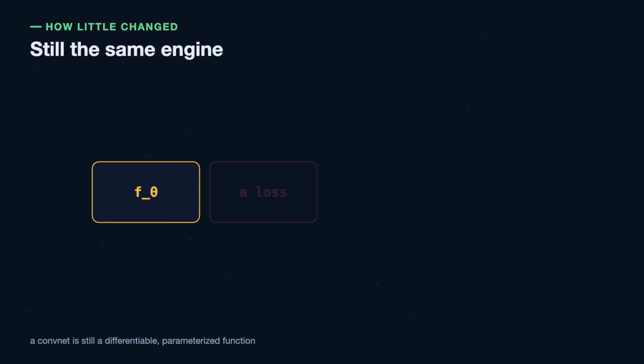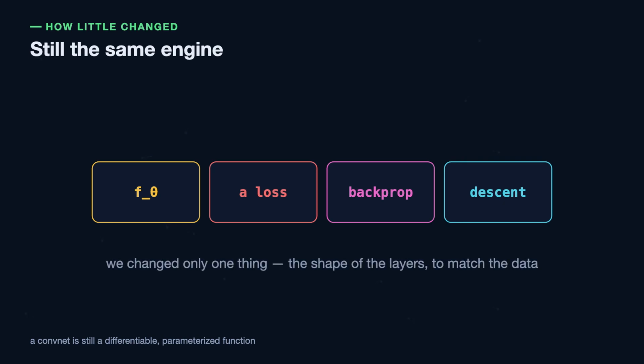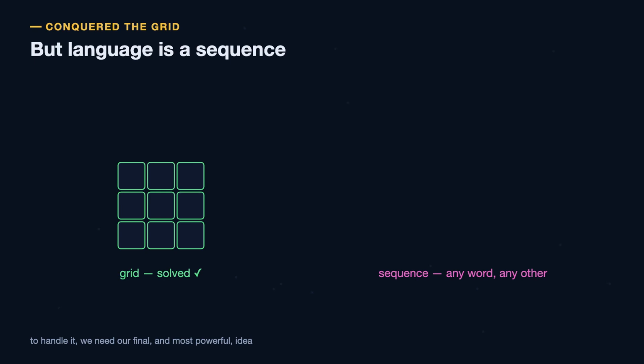And notice how little actually changed. A convolutional network is still a differentiable parameterized function. Still trained by minimizing a loss, still with gradients from backpropagation, still followed downhill by gradient descent. We only changed one thing, the shape of the layers, to match the shape of the data. We have conquered the grid.